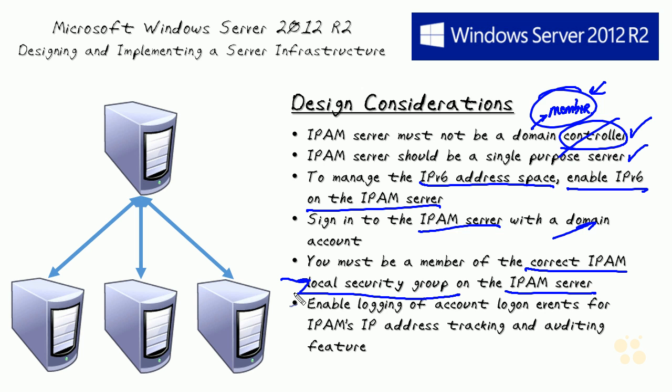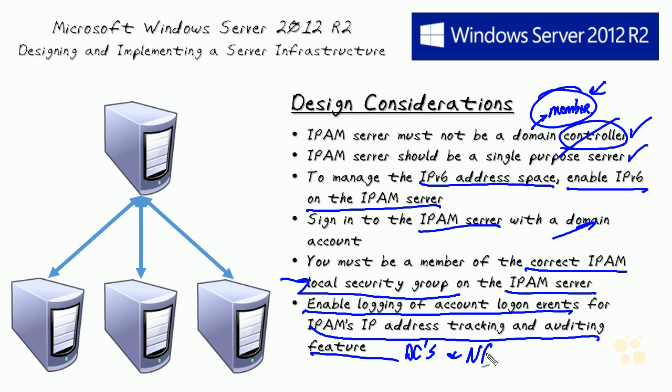Okay. Also, you want to enable logging of account logon events for the IPAM's IP address tracking and auditing feature. You're going to have to enable that on domain controllers and NPS servers in order for that IP address tracking and auditing feature to work within that environment, okay? So that's definitely important. Remember, this will be for the DCs and the NPS servers that you're going to do.